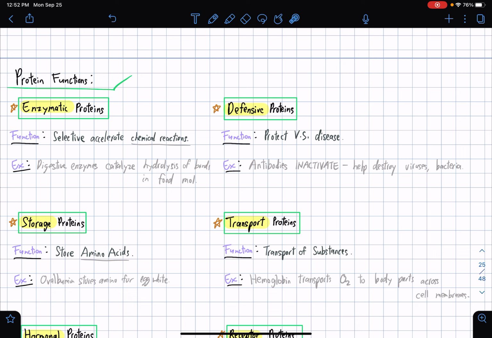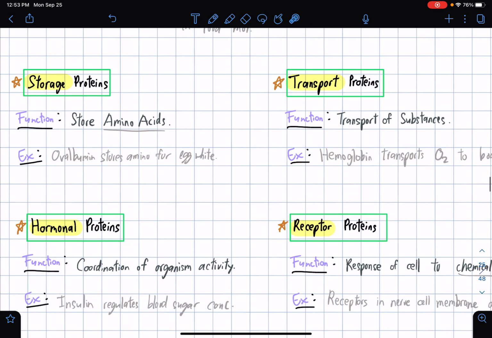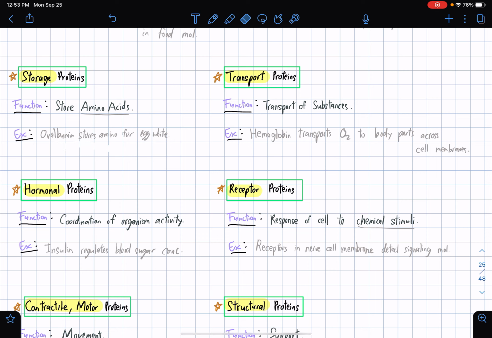For defensive proteins, the function is to protect against disease, and the example is antibodies, which inactivate and help destroy viruses and bacteria. For storage proteins, they store amino acids, similar to how plants have starch and animal cells have glycogen. Ovalbumin stores amino acids in egg white. That's the reason why the usual egg has an exterior that's white, I think.